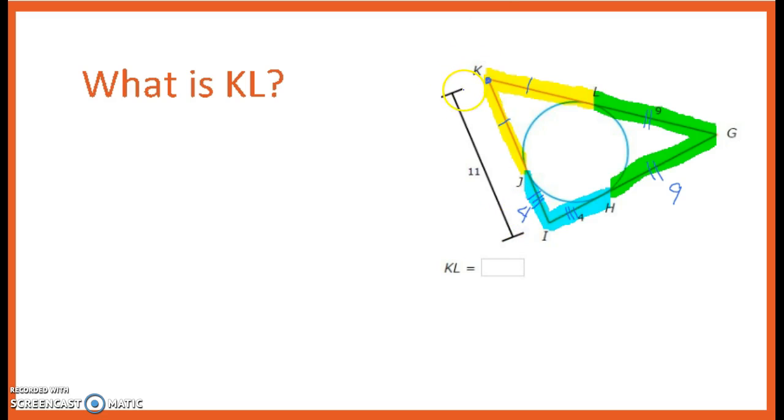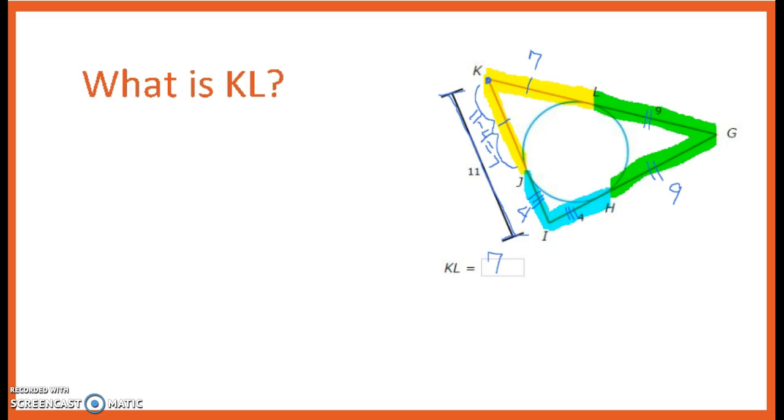And they tell us the whole length from K to I is 11. So if I just want to find this yellow part right here, I just take 11 minus 4, and that gives me 7. So I can determine that KJ is 7, which makes KL 7 as well.